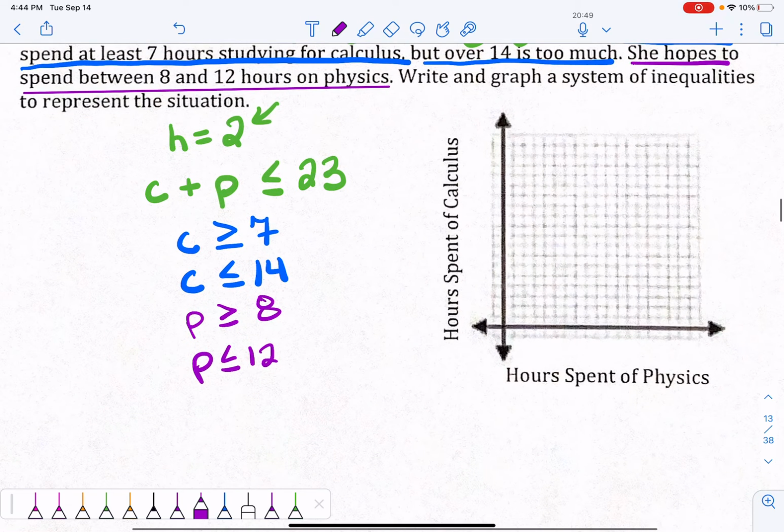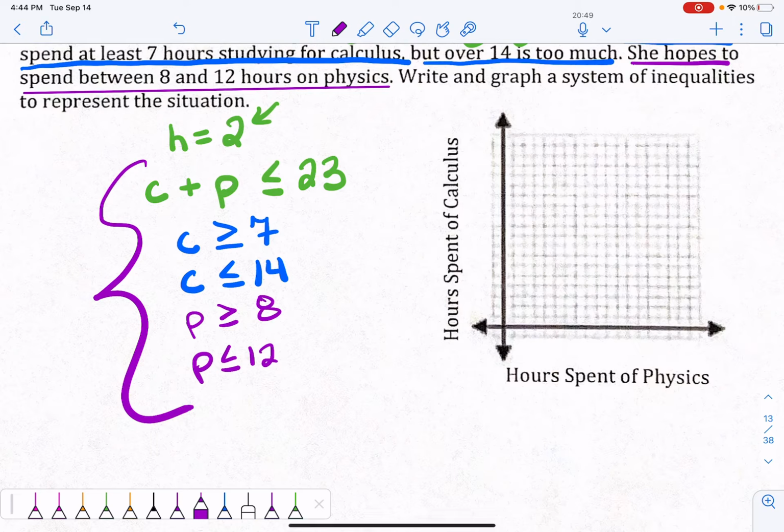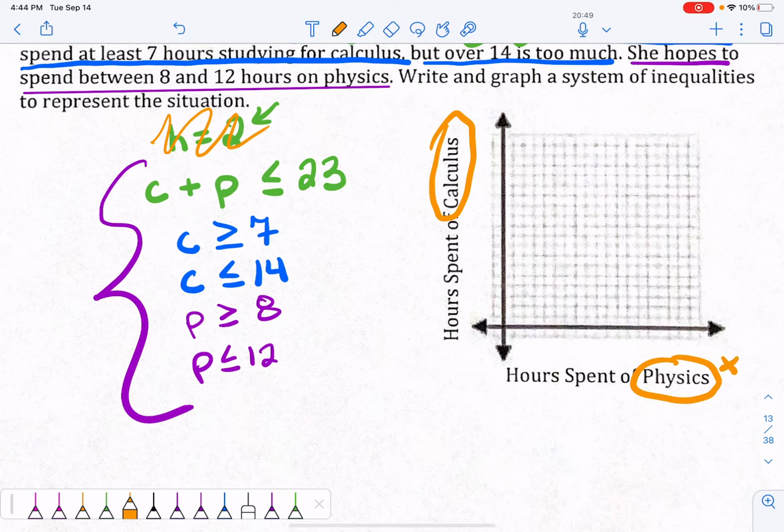So really we have 5 different inequalities that we have to graph here, which is kind of crazy, but they're not too bad. The bottom 4 are actually pretty easy to graph. History we don't have to worry about because that's all done; the only things we're worried about are calculus and physics. Since physics is on the x-axis and calculus is on the y-axis, physics is going to be like an x variable, and calculus is going to be like a y variable. So y and x and all that good stuff.